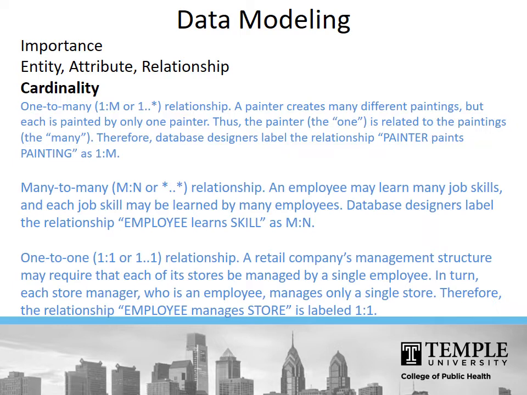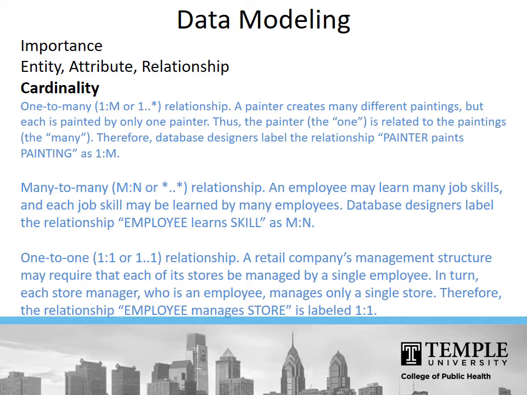A new concept to think about is cardinality. This defines the different types of relationships. You could have a one-to-many relationship. Many times that's noted as 1:m. So think about this example. A painter creates many different paintings, but each painting can only be painted by one painter. So the painter is the one, and it's related to the paintings, which are many. And that's where we get a one-to-many relationship.